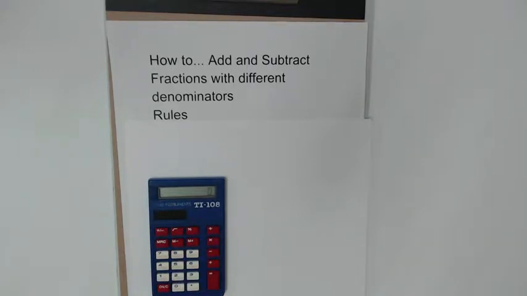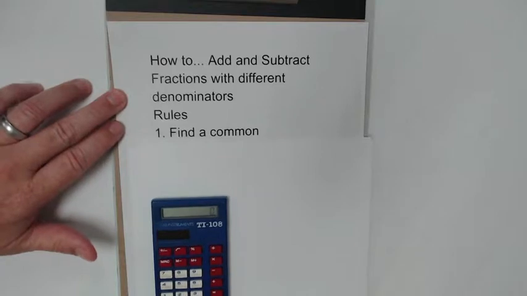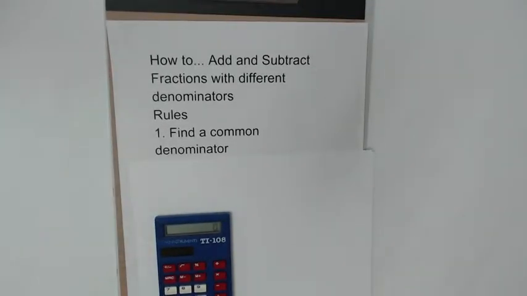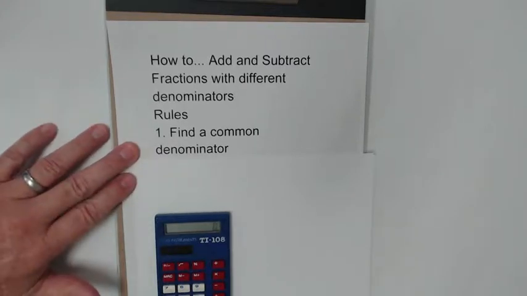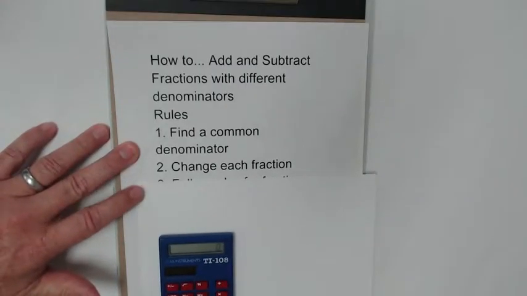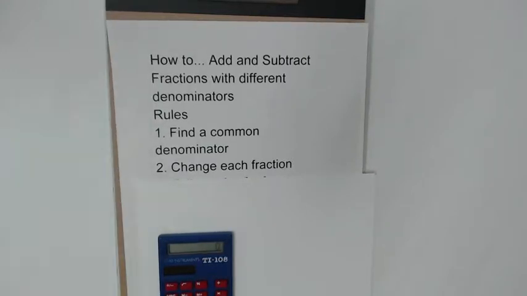The first thing you always need to do if they have different denominators is find a common denominator. And what they would do is they would simply multiply the denominators together, and you would always have a common denominator. Wouldn't always be the best one, but it would be a common denominator. That would work every single time. The next thing you need to do is change each fraction to where it has this new denominator. And we're going to go over how they did that.